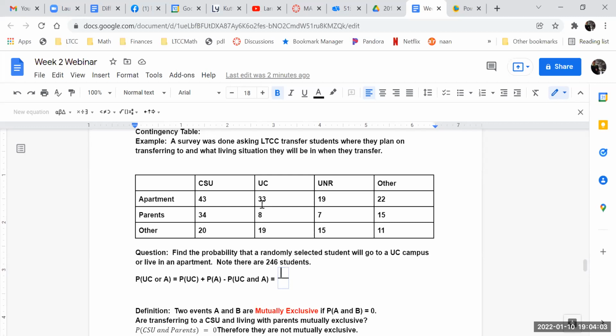So how many UCs are there? 33 plus 8 plus 19. 33 plus 8 is 41, plus 19 is 60. You could use a calculator. You don't have to do what I did, which is do it in my head. And the denominator is 246. That's the total number.